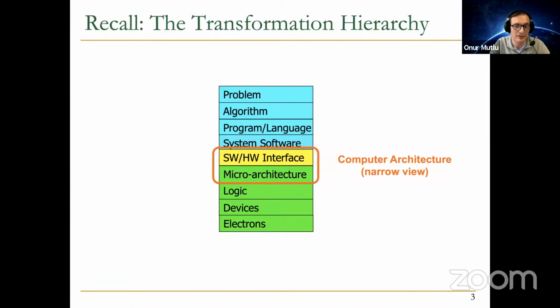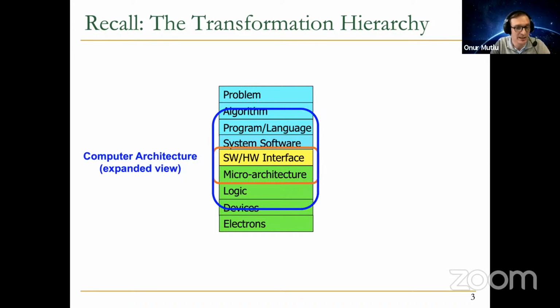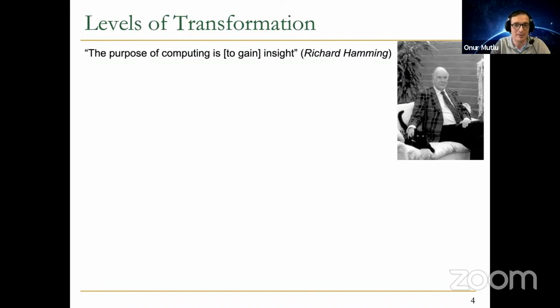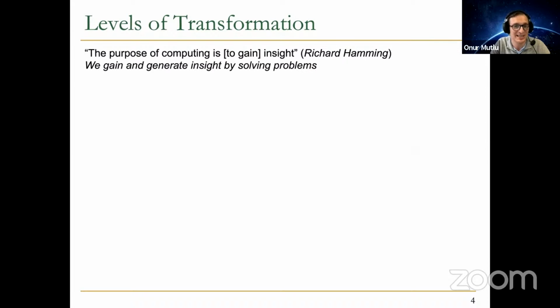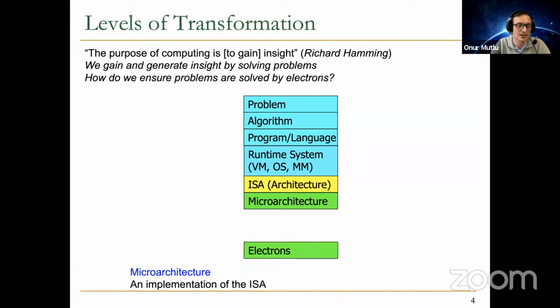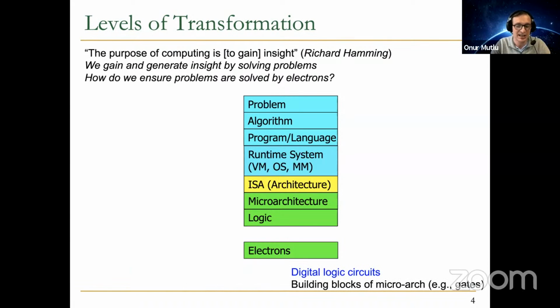This was a narrow view of computer architecture, as we discussed, but we said that we're going to focus on the expanded view, even though a lot of this course will focus on the ISA, which is the hardware-software interface, microarchitecture, and logic. You also remember that we talked about Richard Hamming, who mentioned that the purpose of computing is to gain insight. We talked about this transformation hierarchy a little bit longer, but you can watch yesterday's lecture if you missed any of this. We're clearly going to talk a lot more about ISA, microarchitecture, and digital logic circuits, which are building blocks of the microarchitecture.